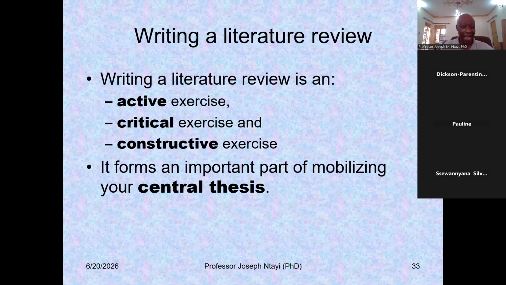So that's why it is active, right? You are always looking for journal articles, right? And remember, you must pick relevant journal articles. Not everything you find on the internet is useful. There's a lot of trash on the internet, right? And then you will be able to compare competing arguments, right? So in other words, you are able to identify the arguments, and these arguments might be competing.